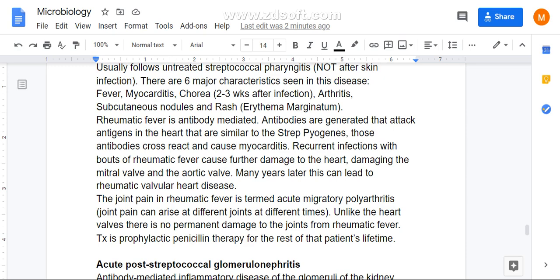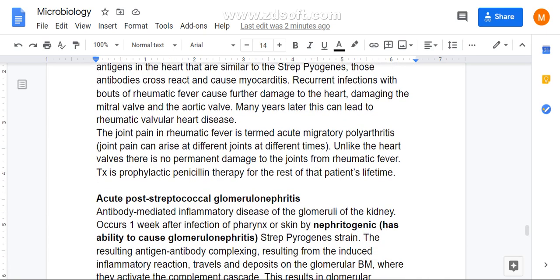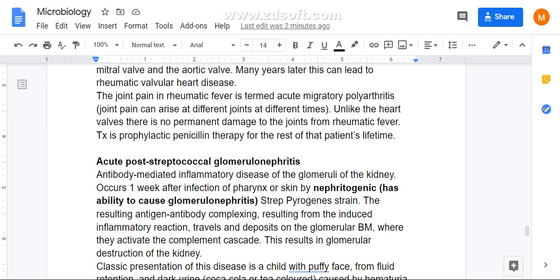And the treatment for a patient with rheumatic fever is prophylactic penicillin therapy for the rest of the patient's life. So this patient is very at risk for getting recurrent infections. So he just has to be on penicillin constantly, which might cause some other problems in terms of his GI tract. Okay, anyways, the second delayed antibody-mediated disease is acute post-streptococcal glomerulonephritis.